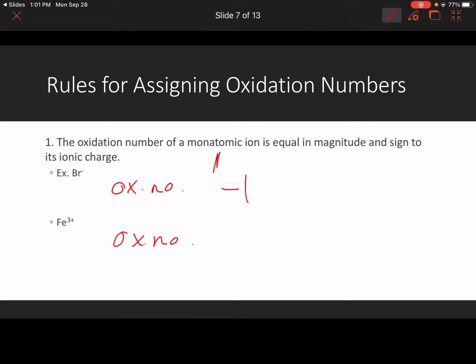The oxidation number is going to be +3. So when you have an ion sitting there by itself, the oxidation number will always be equal in sign and magnitude to the ionic charge.